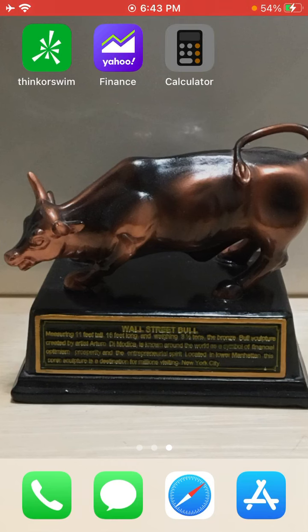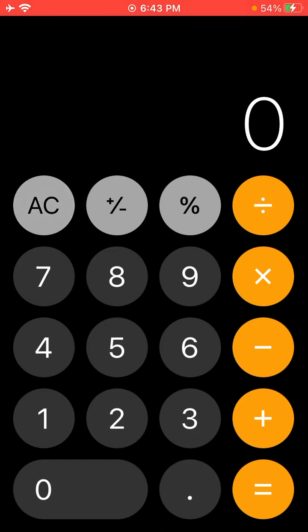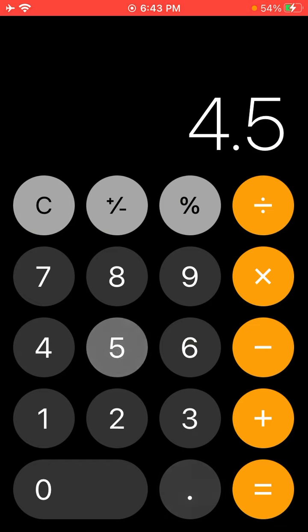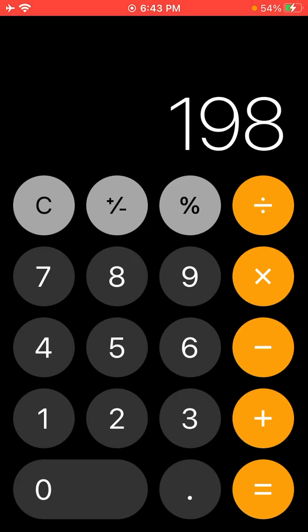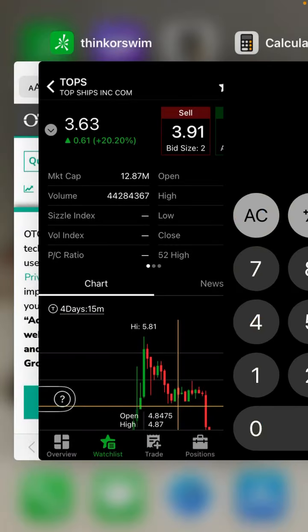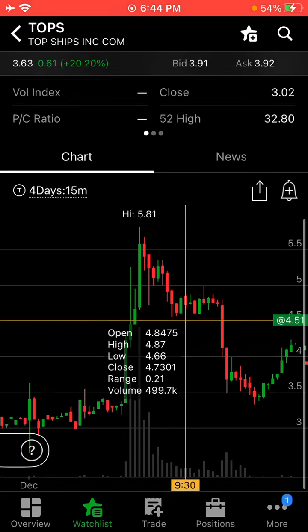Okay, so 4.5 times 44 equals, so I could approximate that about $200 million went into the stock on this day. Okay, so does that make sense? I took the average price.